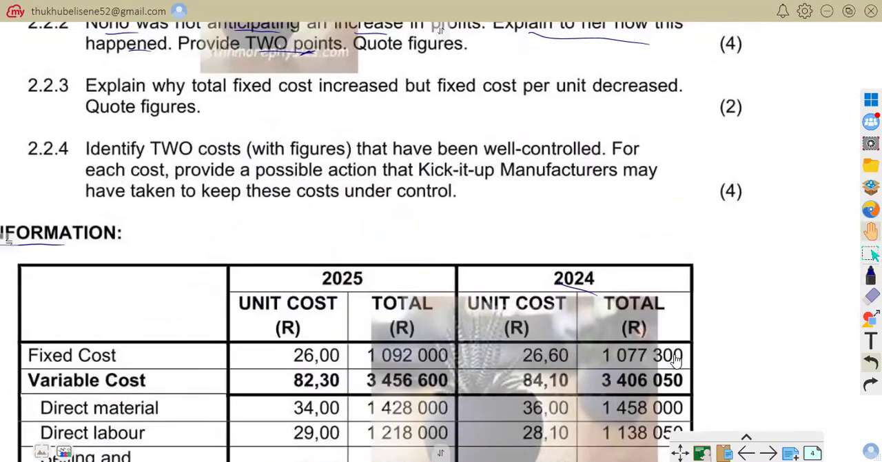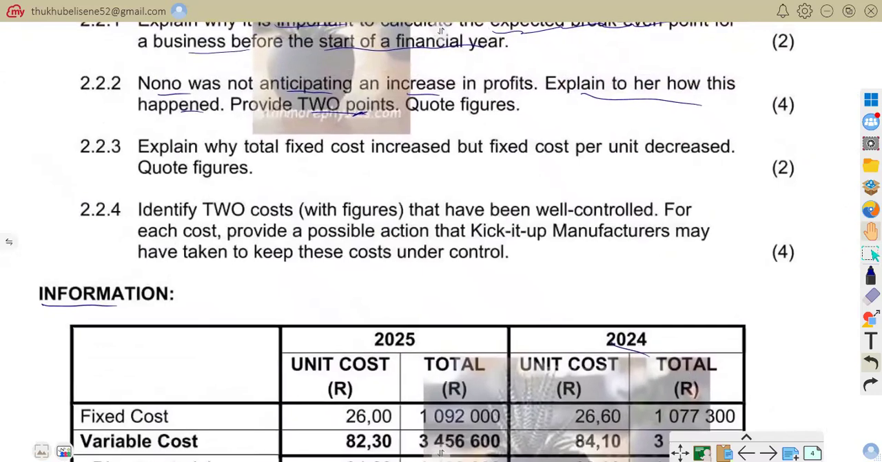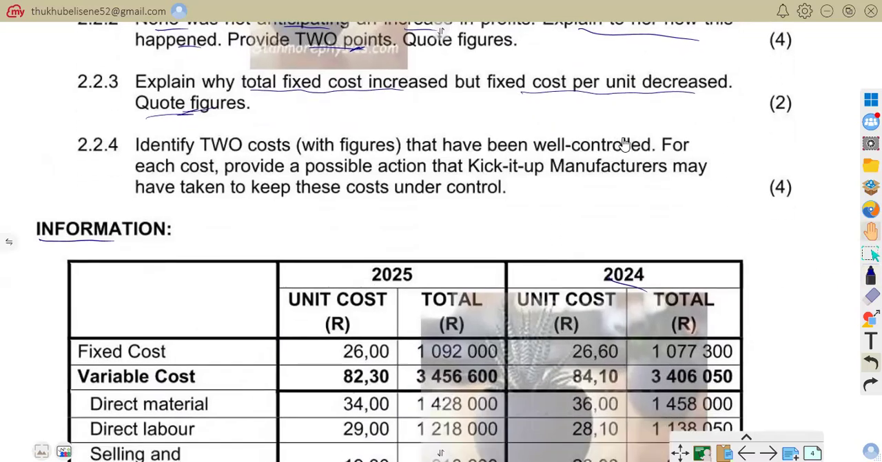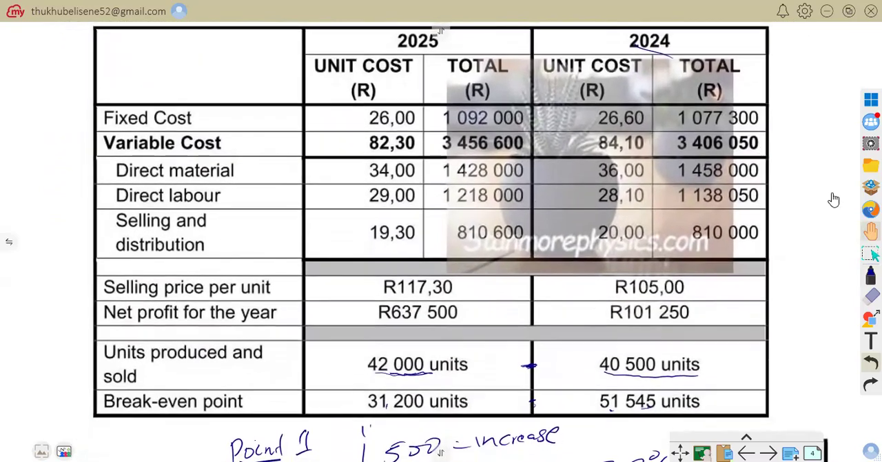2.23. Here it is. So we are asked to explain why total fixed cost increased but fixed cost per unit decreased. Now we are to quote figures. So we are to quote figures. So for us to give that, why total fixed cost increased but the fixed cost per unit decreased, let us go to the information and check what they are talking about.